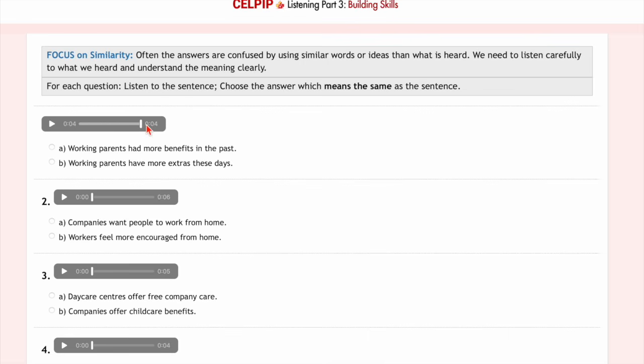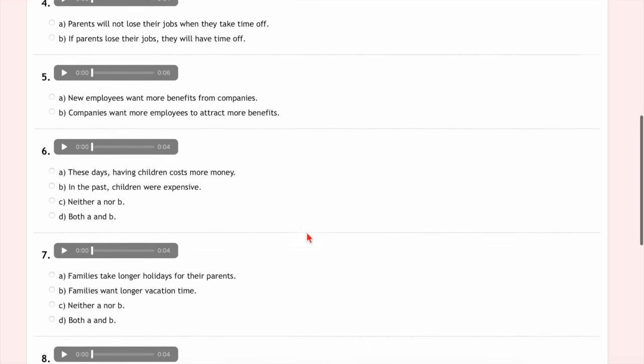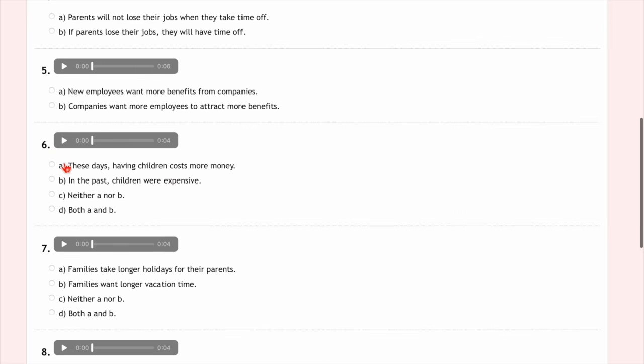So after you listen to that sentence, you need to decide which sentence, A or B, has the same meaning as the one you heard. Great for building comprehension for listening, everyone. And it gets more difficult as we go. For example, number 6, which sentence has the same meaning? A, B, neither A nor B, or both A and B. This exercise I feel is great for helping lower levels improve their listening comprehension skills.